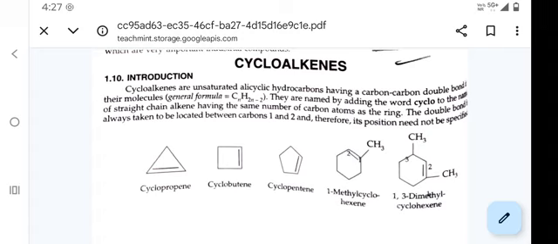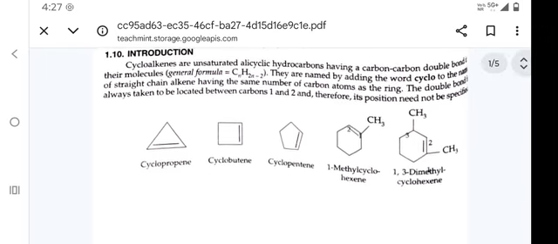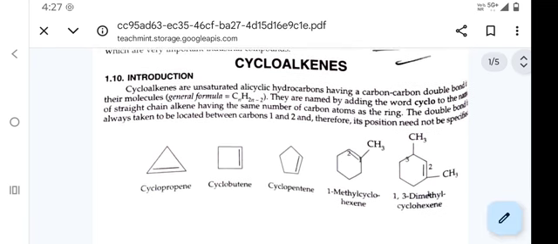Today I will read a chapter on Cycloalkenes. Introduction. Cycloalkenes are unsaturated alicyclic hydrocarbons having a carbon-carbon double bond. Their molecular general formula is CnH2n-2.